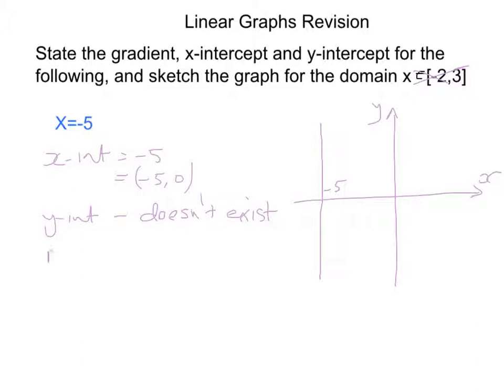And the gradient in this case here is infinite. Or you would also say that the gradient's undefined. That's probably the more correct one, because in this case here, the rise over run, the run is going to be 0, so it's going to be something divided by 0, which is just undefined. Okay, let's see what else we've got here.